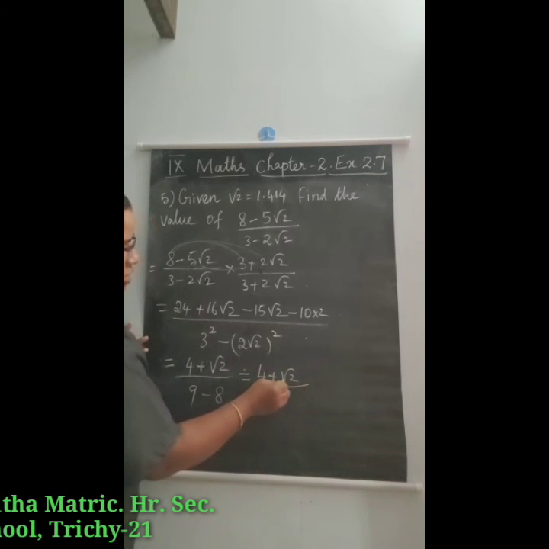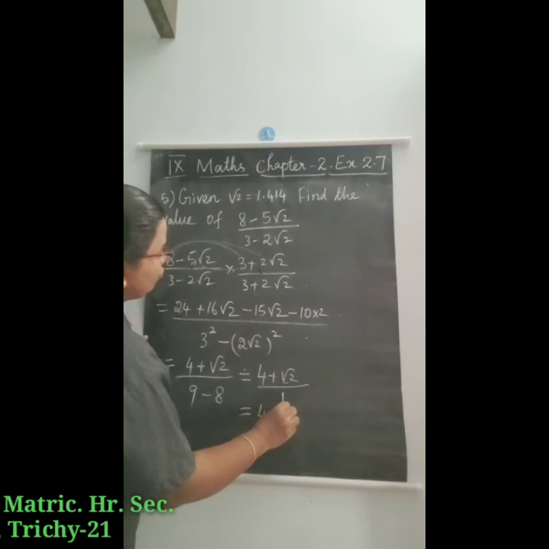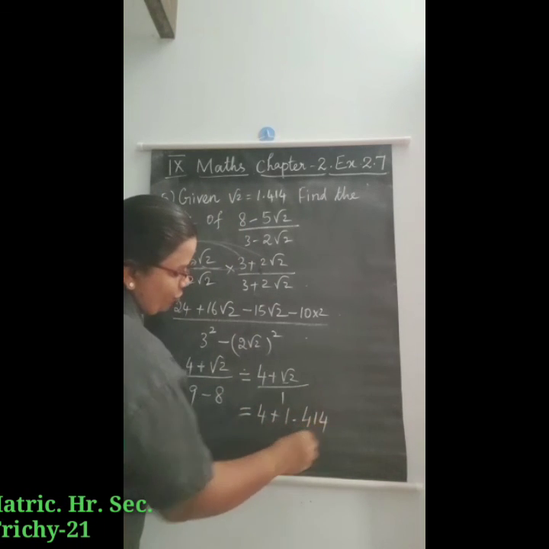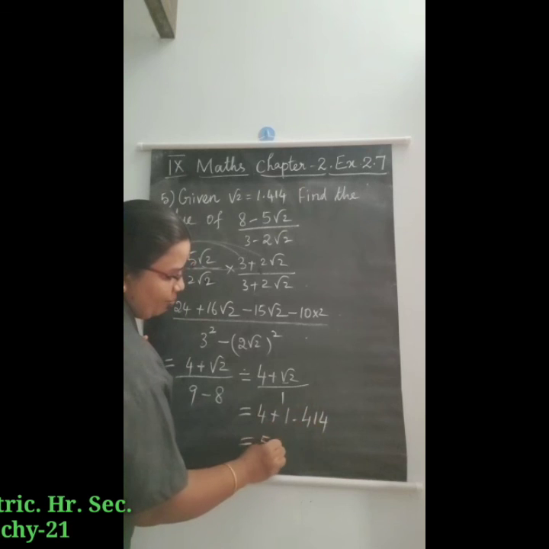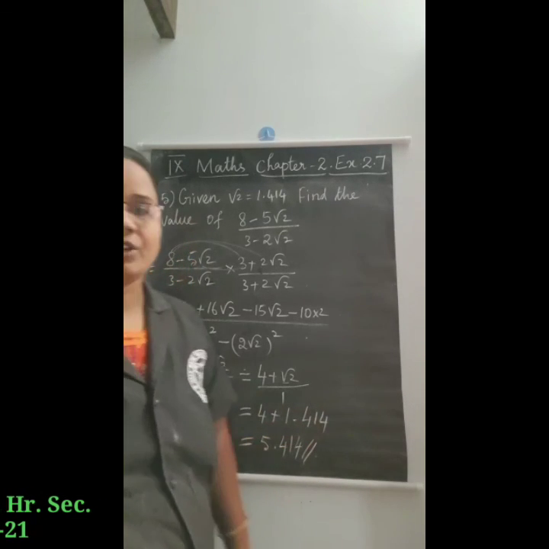So that is equal to, what is the value of root 2 given in the question? 4 plus root 2, value 1.414. So that is equal to 5.414. That is the answer. Can you understand, students?